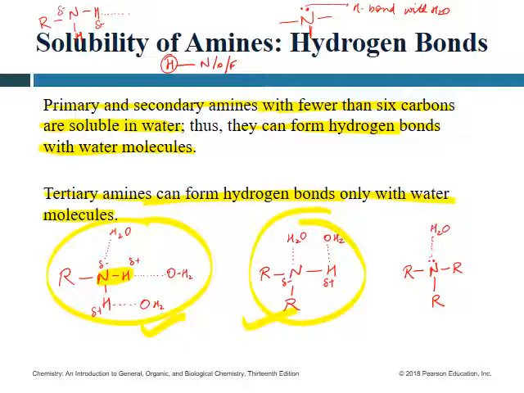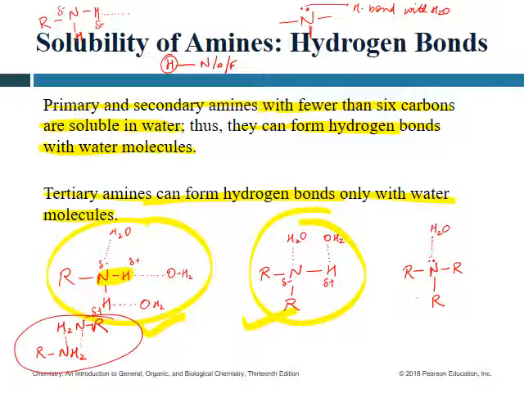Here you can see the primary amines can also interact with themselves, right? So for instance, if there is no water, you could have one primary amine, one NH2, and another NH2. This nitrogen can form a hydrogen bond with hydrogen. This nitrogen can form a hydrogen bond with these hydrogens, right? So this can form a hydrogen bond with itself. Similarly, secondary can form a hydrogen bond with itself and water. Whereas tertiary amines, they cannot form hydrogen bonds with themselves. They can only form hydrogen bonds with water.